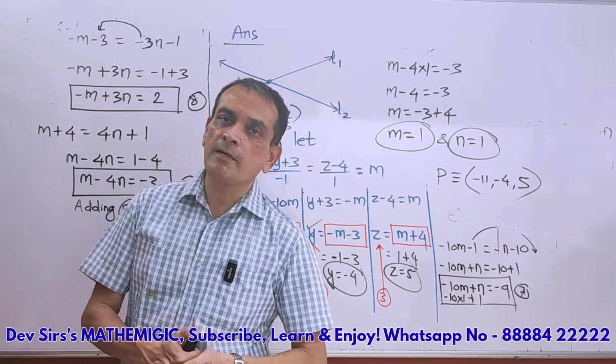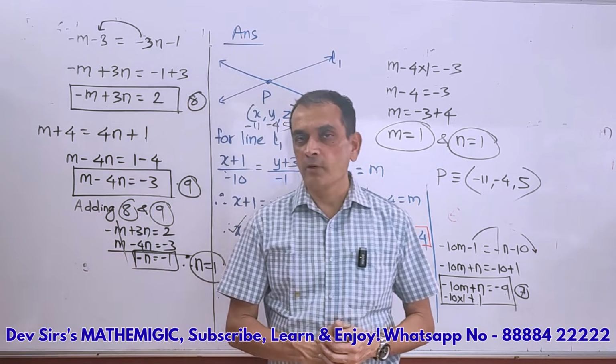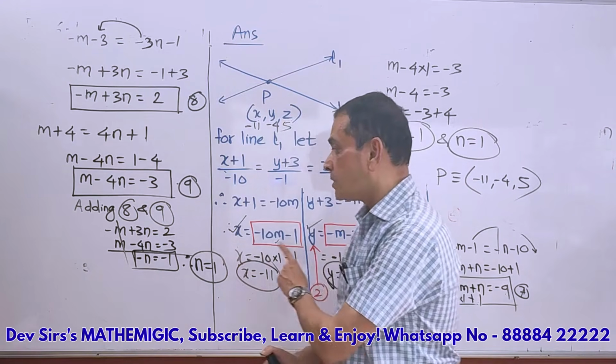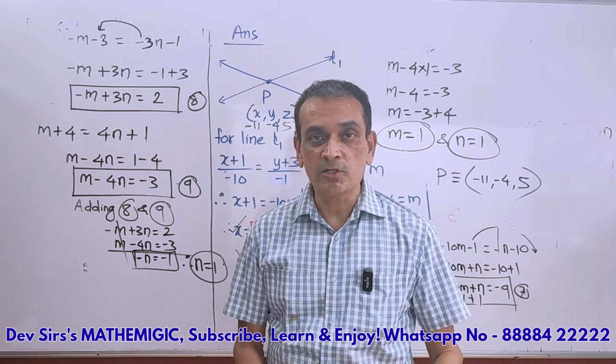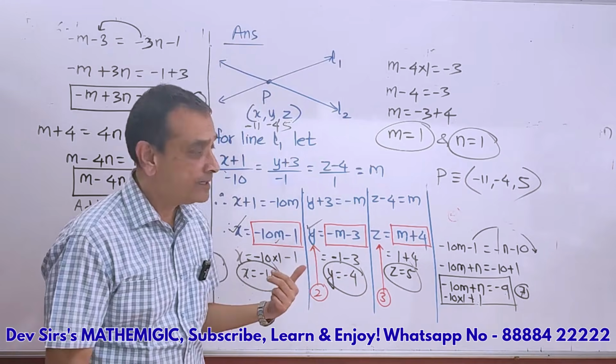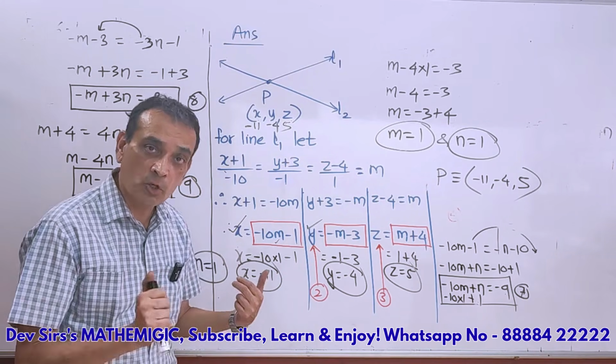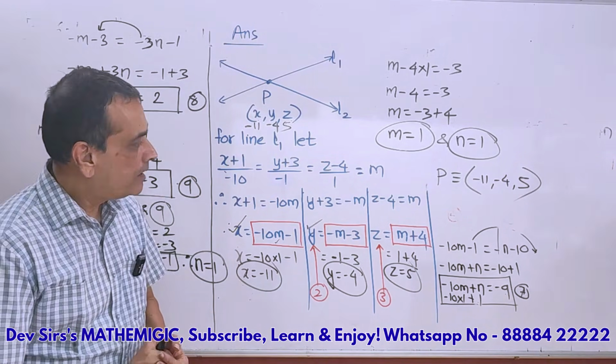Okay, we'll meet in another day or two. That will be all for today. But in the exam, write the answer properly. Lines intersect each other because of the values of m and n satisfying all three equations. Write like that.